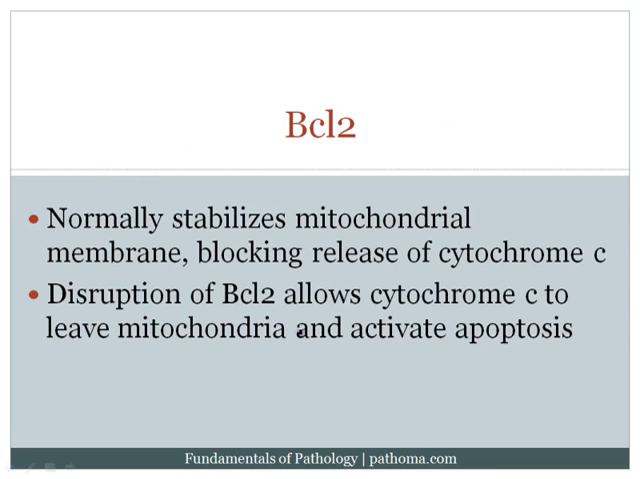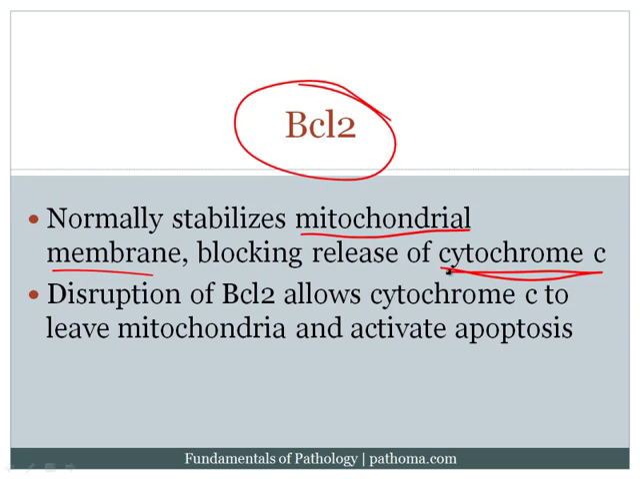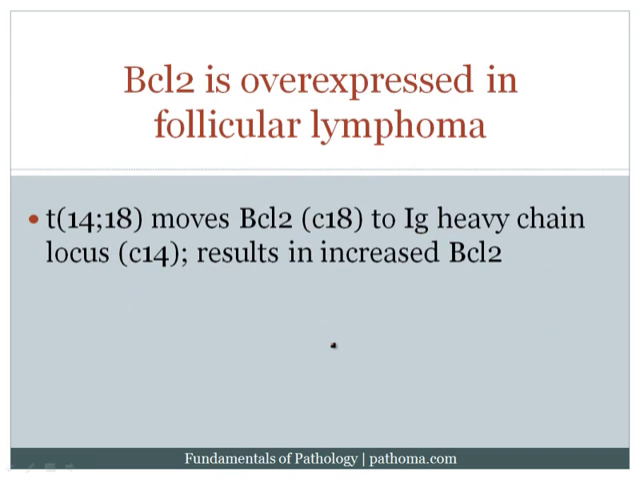One of the important regulators of apoptosis is BCL2. Now, what does BCL2 do? I've told you this time and time again, but we'll repeat it one more time. BCL2 stabilizes the mitochondrial membrane so that cytochrome C cannot be released. If BCL2 gets disrupted, cytochrome C can leak out, which then activates caspases and subsequently results in apoptosis. So this is BCL2. Now, one of the high-yield principles to be familiar with regarding BCL2 is that BCL2 is overexpressed in follicular lymphoma.